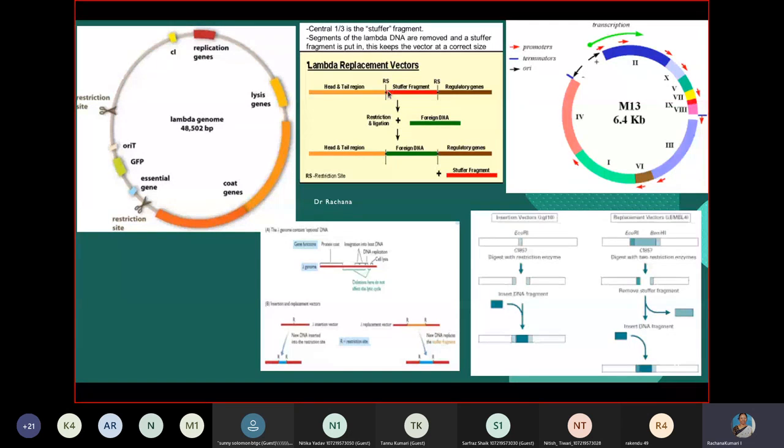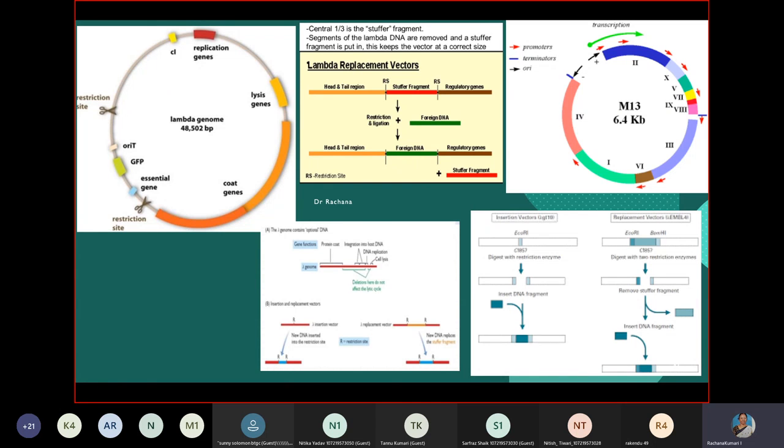This region is removed and is replaced by the target DNA of our insert. So you can see here finally what are we getting? The same sized fragment, just replacing the DNA, that is the non-essential genes. This one I will discuss when I am doing the M13 vector. At the bottom, you can see there is an insertion vector. Unlike the lambda replacement vector, just understand the basic difference between what is meant by insertion and replacement.